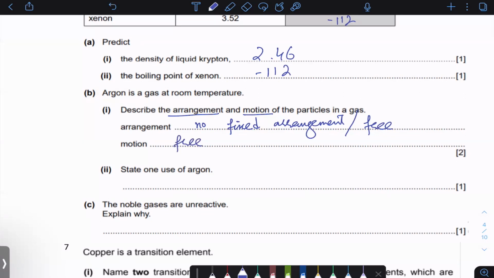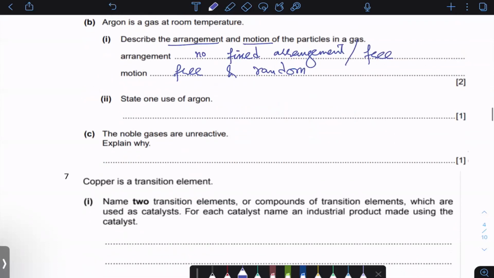Okay. If you want to write random, you can write free and random. But random is going to be true for liquids as well. But in a liquid it is not free. They have a sliding motion.